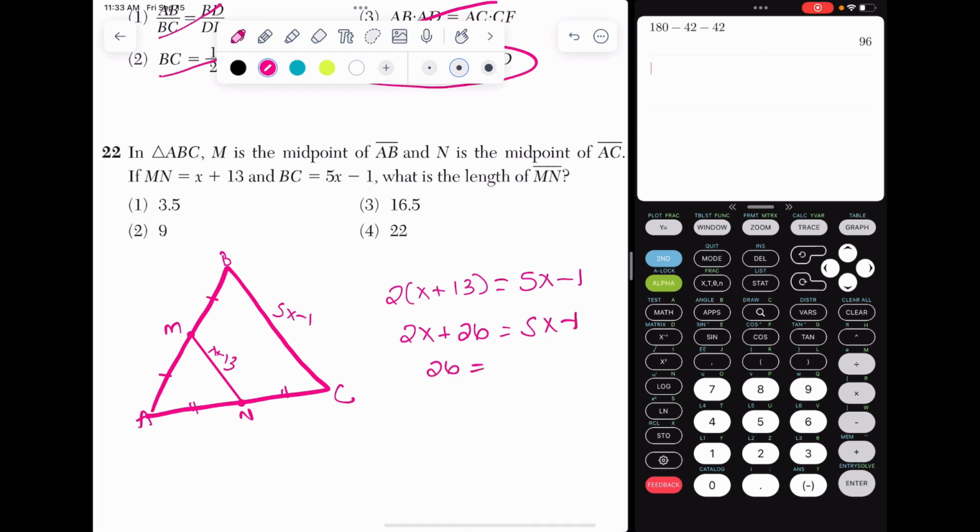Get your variables on the same side. Get your numbers on the same side. And I get that x is 9. Notice 9 is an answer choice. It's just not the right answer choice because we're looking for the length of MN. So plug in, you get 9 plus 13, or 22.